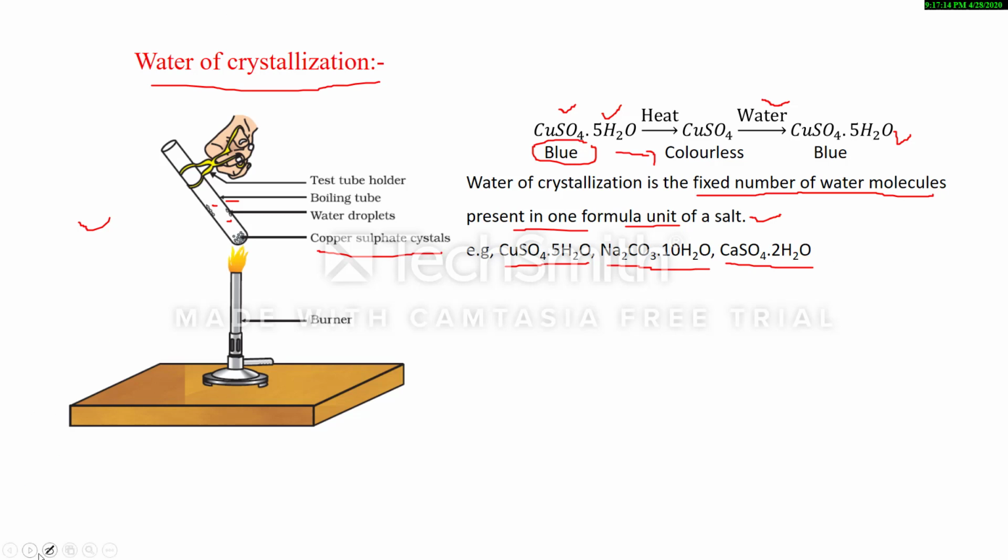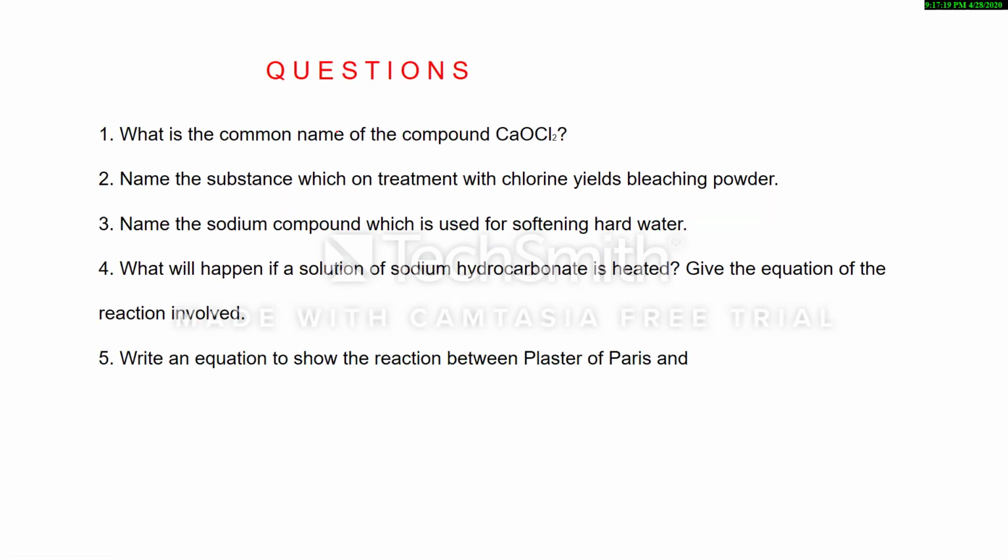Now see some questions. What is the common name of the compound CaOCl2? I think you can give the answer of this. What is the answer? Bleaching powder. Name the substance which on treatment with chlorine yields bleaching powder. In the preparation of bleaching powder, we have discussed dry slaked lime. Name the sodium compound which is used for softening hard water. What should we answer? It is washing soda.